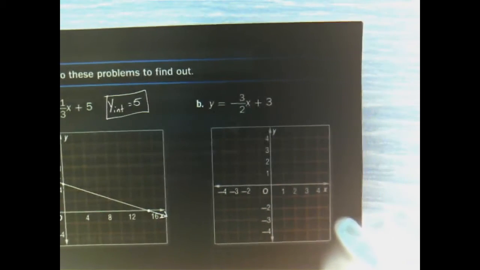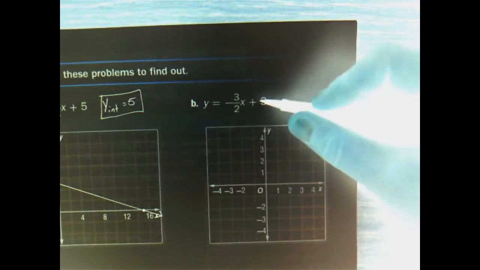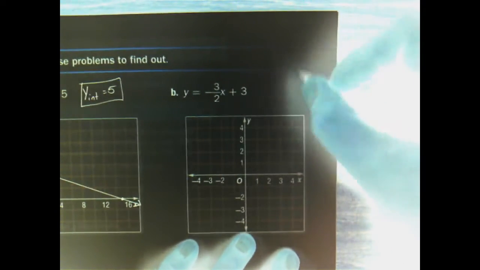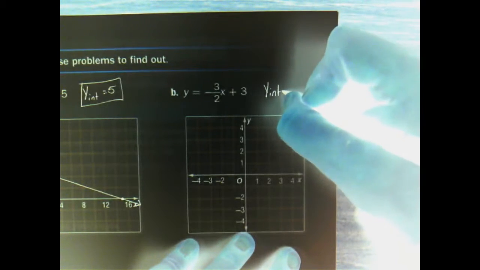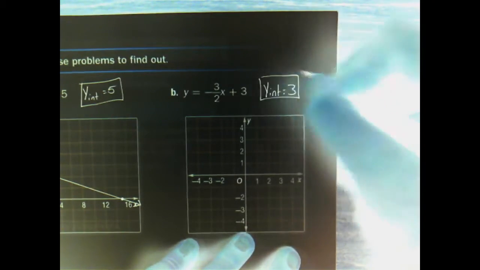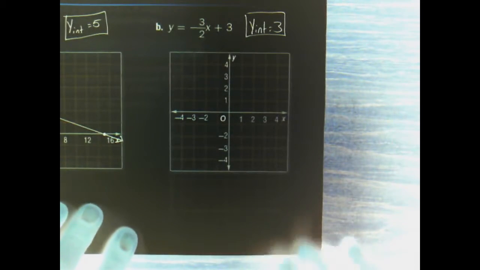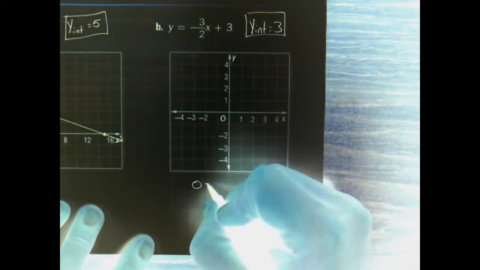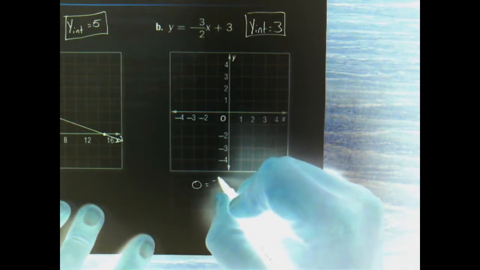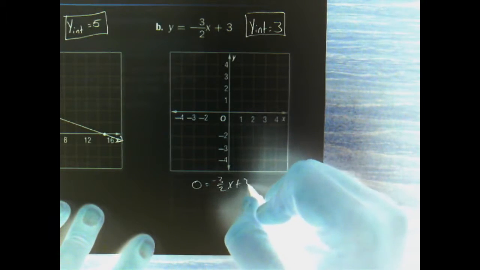Moving on to B. B works in much the same way. Right away from the form, I can tell that my y-intercept is 3. My x-intercept, all I need to do is plug in 0 for y and solve for x to figure that out. So 0 equals negative 3 over 2x plus 3.